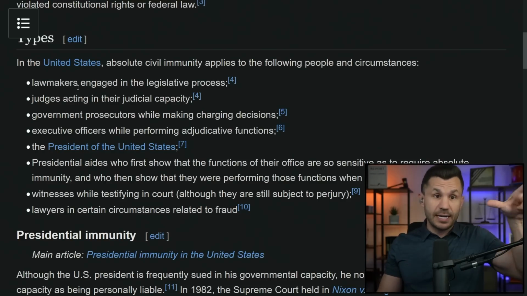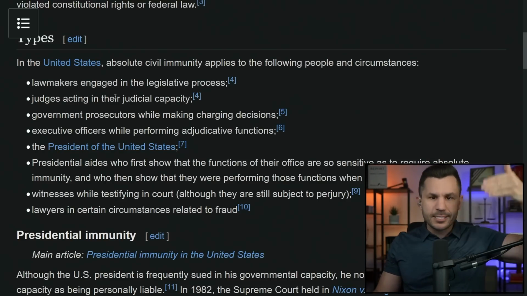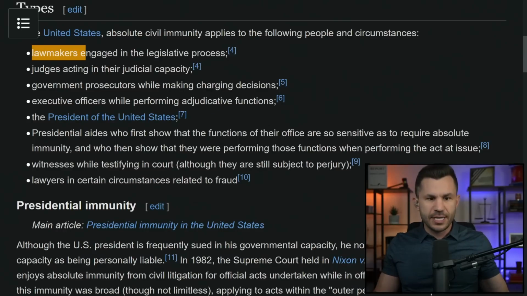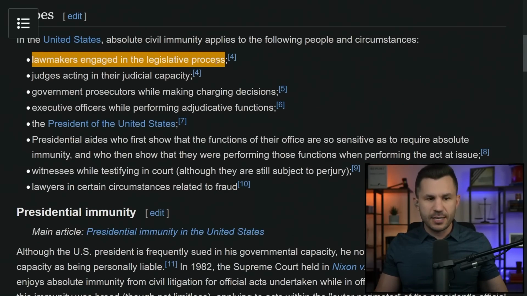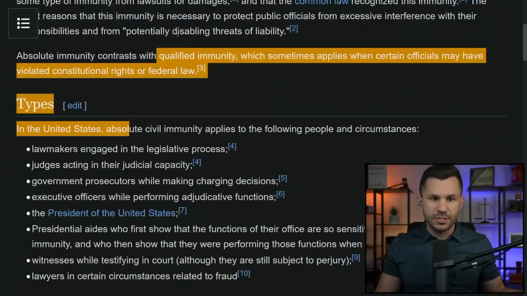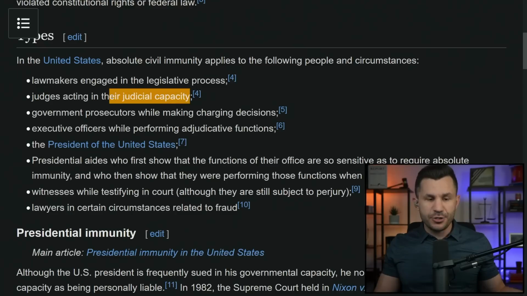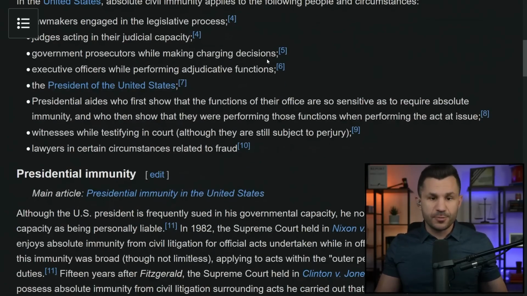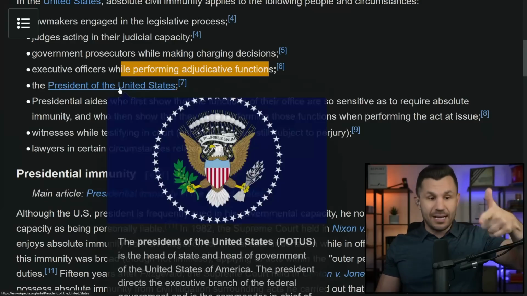You'll see the phrase absolute immunity, but it means something like this. Lawmakers engaged in legislative process. Okay, so Congress people doing congressional things. Guess what? They get absolute civil immunity. You've got judges acting in their judicial capacity, government prosecutors making charging decisions, executive officers while performing adjudicative functions, absolute immunity, and the president has it for civil cases.